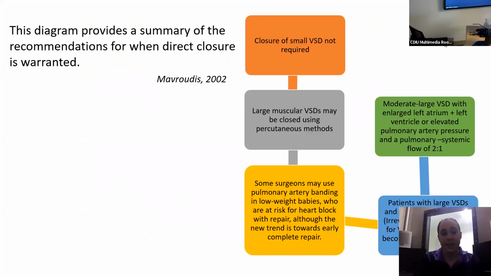The diagram provides a summary of the recommendations for when direct closure is warranted. Closure of small VSD is not required. Large muscular VSDs may be closed using percutaneous methods. Some surgeons may use pulmonary artery banding in low-weight babies who are at risk for heart block with repair, although the new trend is towards early complete repair. Moderate to large VSDs with an enlarged left atrium and left ventricle or elevated pulmonary artery pressure and a pulmonary to systemic flow of 2:1 warrants closure.